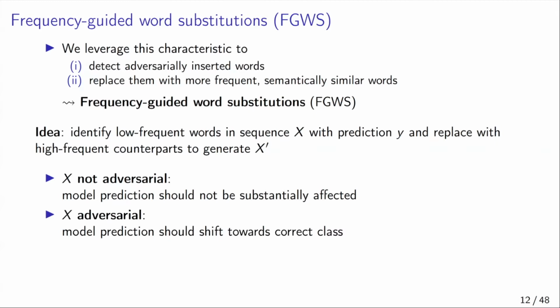Whereas if X is adversarial, then we might expect the model prediction to shift towards the correct class, because now the low frequent words that are indicative of a potential adversarial perturbation have been changed with high frequent words, and these high frequent words are less likely to make the model misclassify the input sequence.